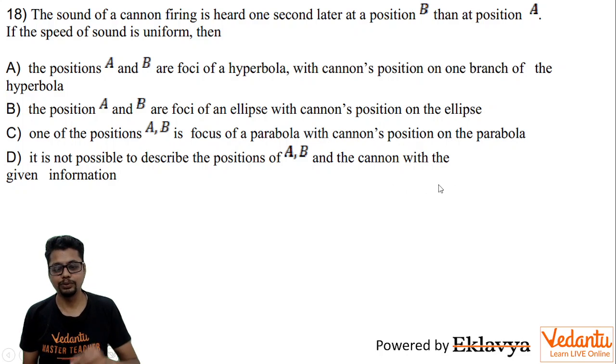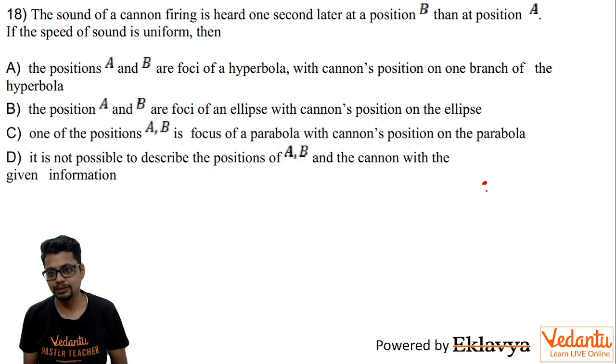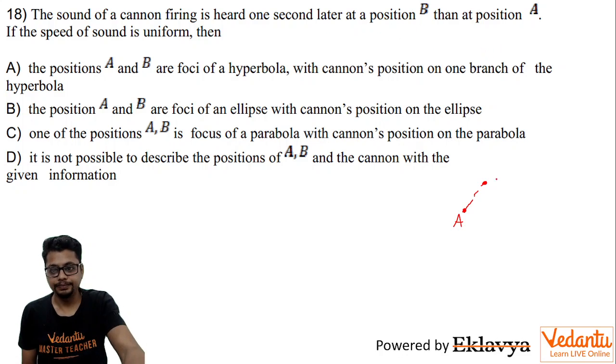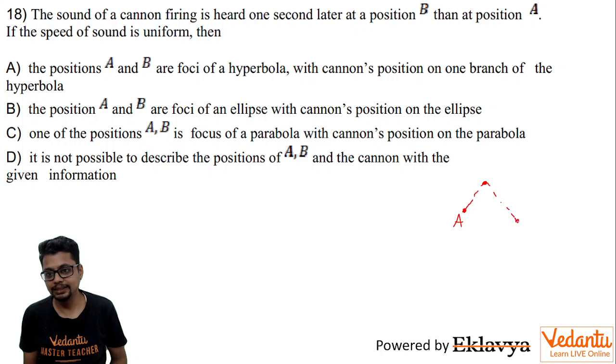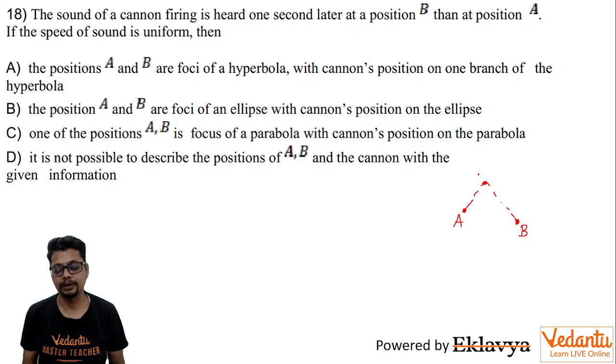So let's say this is the position of the cannon. There is a fixed point A, as per the question it seems. The position of the cannon can vary. However, the constraint is that once there is a cannon firing, the sound reaches the point B 1 second later than when it reaches the point A. So let's say these two are the fixed points A and B, and this is one of the possible positions of the cannon firing, such that the sound reaches the position B 1 second later compared to position A. And the speed of sound is uniform.